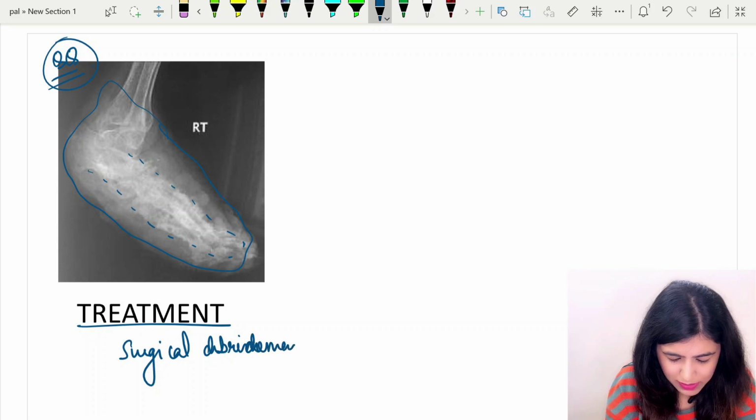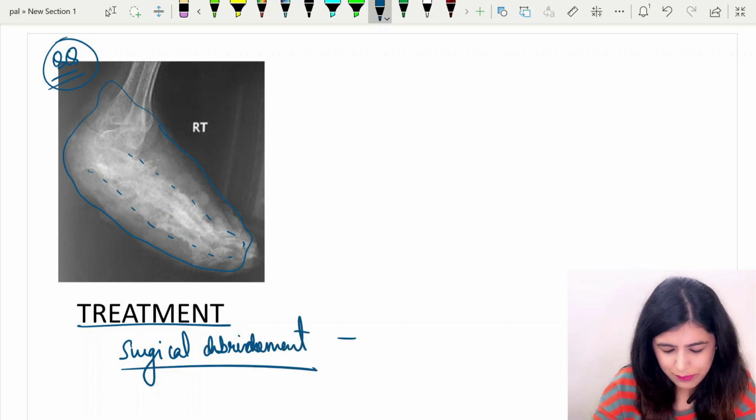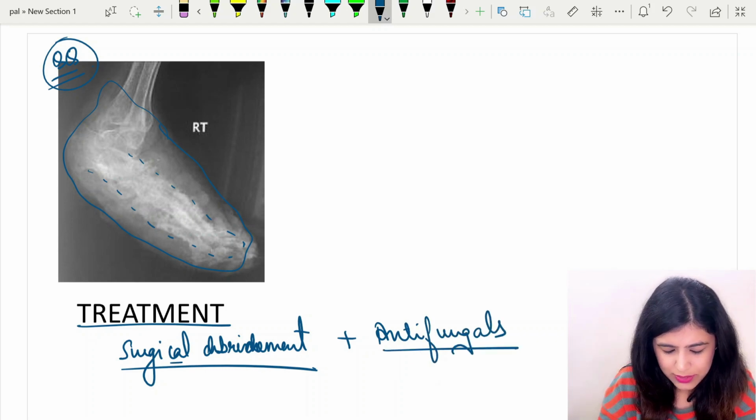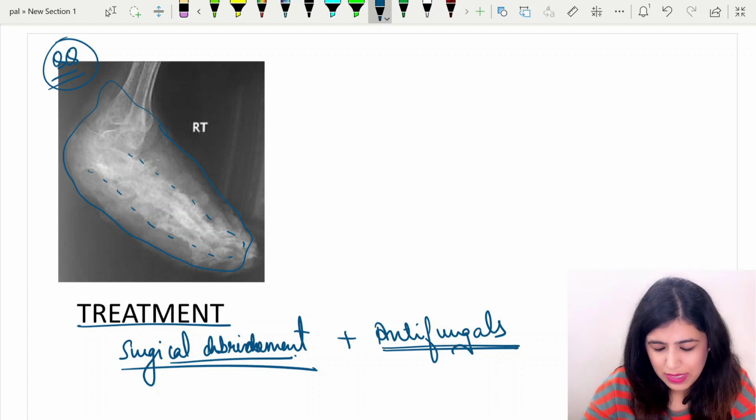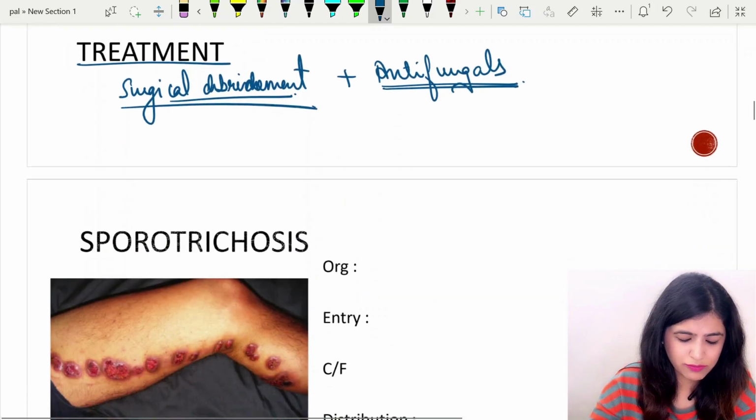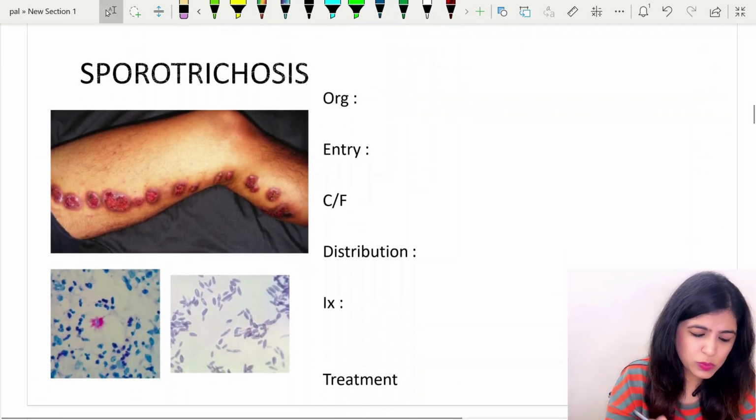Generally, in the fungal mycetomas, you require a surgical debridement along with long-term antifungals like itraconazole. So here you need to do both a surgical debridement as well as the antifungal treatment. This is in contrast to the bacterial actinomycetomas where only long-term antibiotics may be sufficient, but here you need both of these. Then the other option was sporotrichosis.